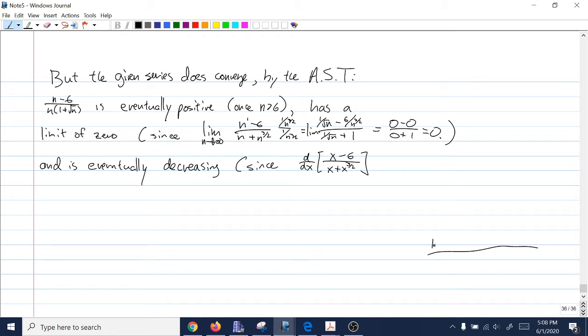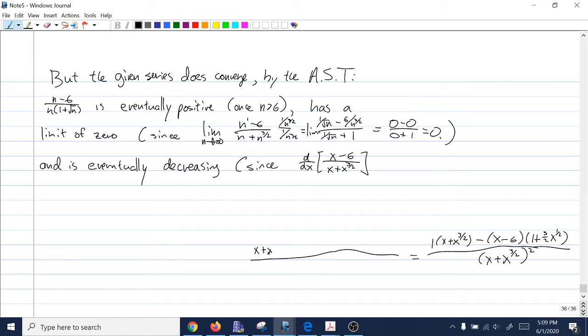It's derivative of the top, leave the bottom alone, minus leave the top alone, derivative of the bottom, 1 plus 3 halves x to the 1 half, all over bottom squared. The bottom is definitely positive. For a fraction to be negative, I want to know that the top is negative, or eventually negative. So I guess I want to FOIL out the top.